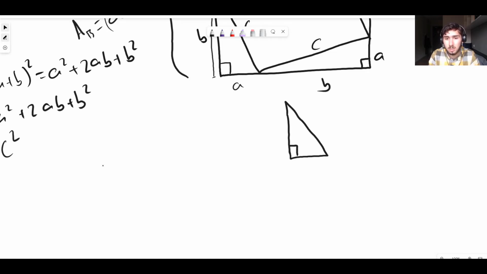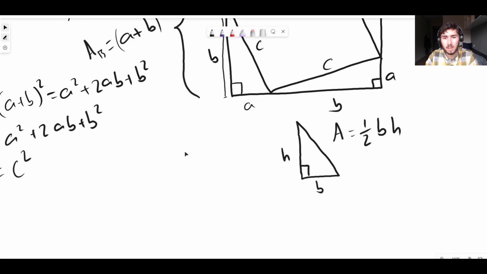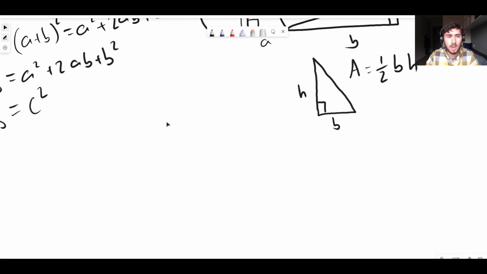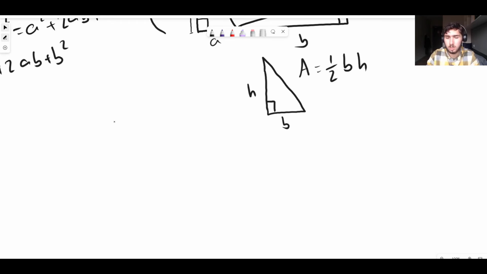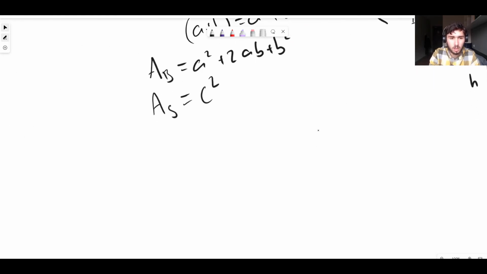If it has a base b and a height h, the area of a triangle is of course 1/2 the base times the height. Everyone has seen that formula, so we just use that. But instead of b and h, we have a and b. So the area of one of the triangles, I'm going to write that as AT, area of triangle, is equal to 1/2 the base, which is a, times the height, which is b.